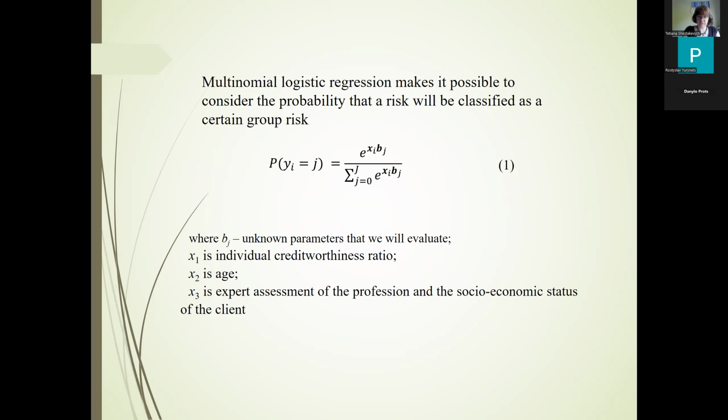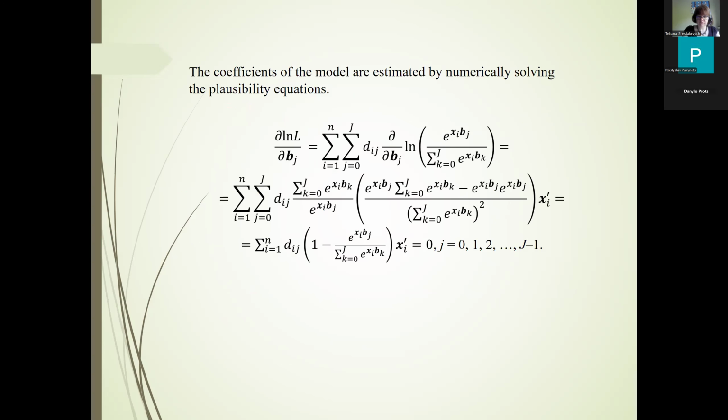Multinomial logistic regression makes it possible to consider the probability that a risk will be classified as a certain risk group. The coefficients of the model are estimated by numerically solving the likelihood equations. The solution of this system is carried out numerically using the Newton-Raphson method.